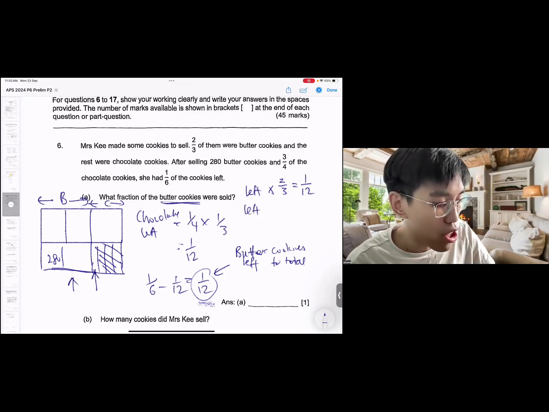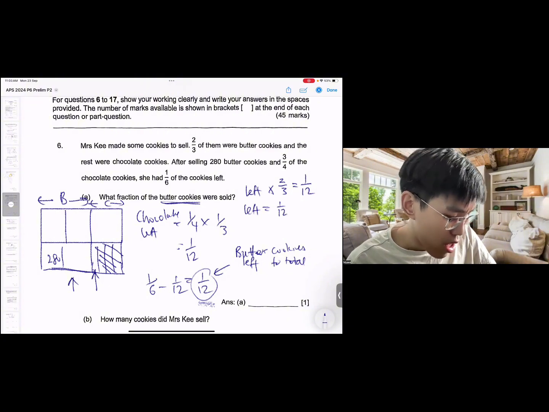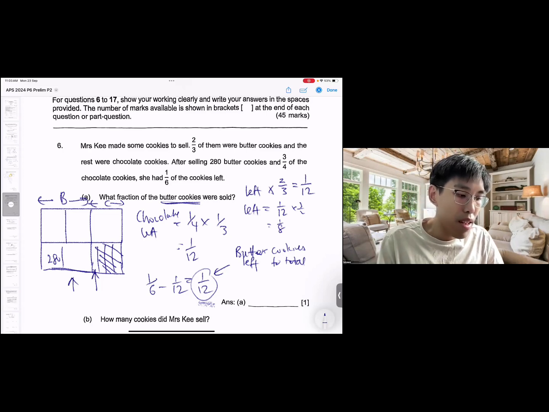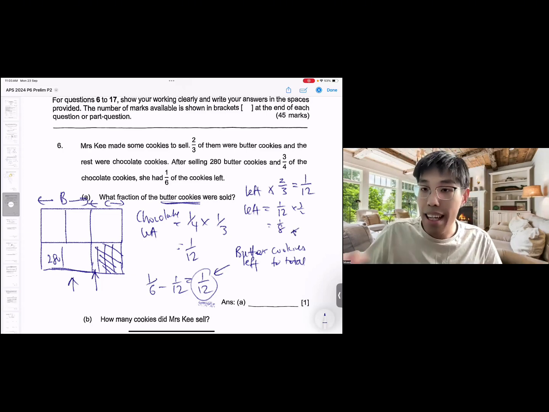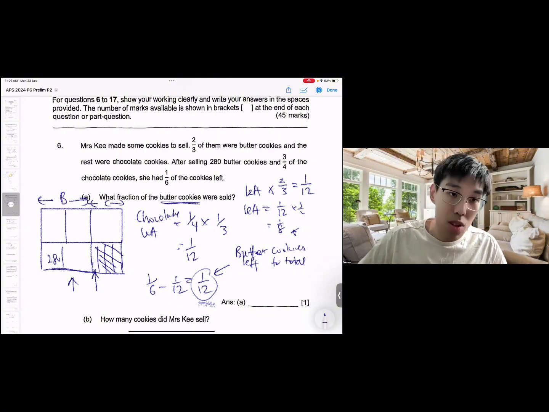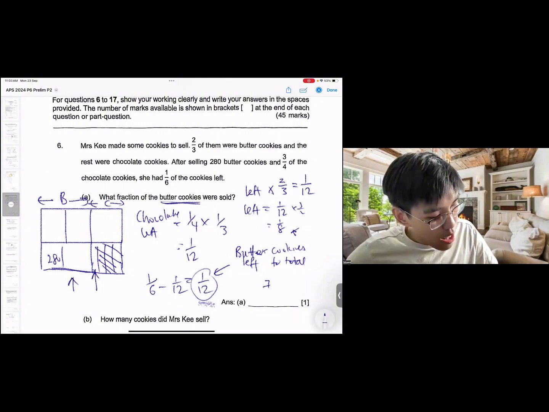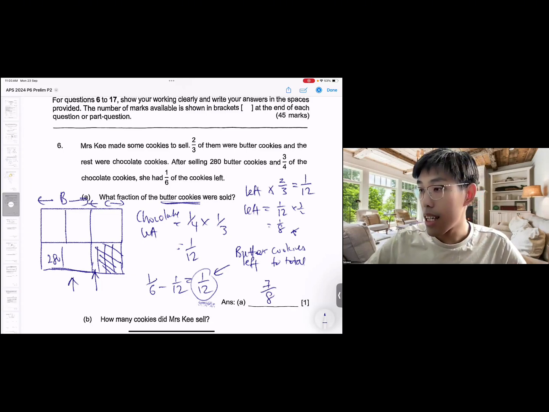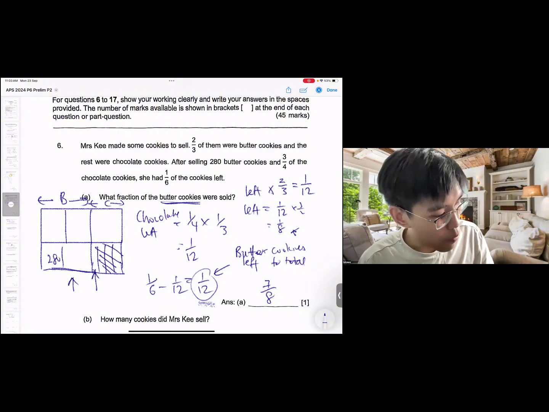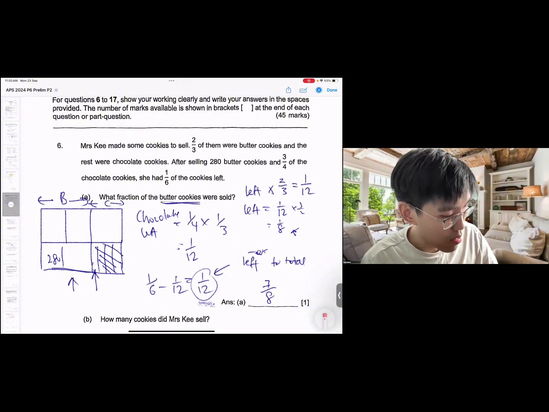Okay, so the left fraction is 1/12 times 3/2. So it's 1/8. Okay, so this 1/8 is my left for the butter cookies. So that means what is being sold? 7/8 is being sold. Okay, 7/8 is being sold. Let me just shift the things around, maybe it's a bit too messy already.